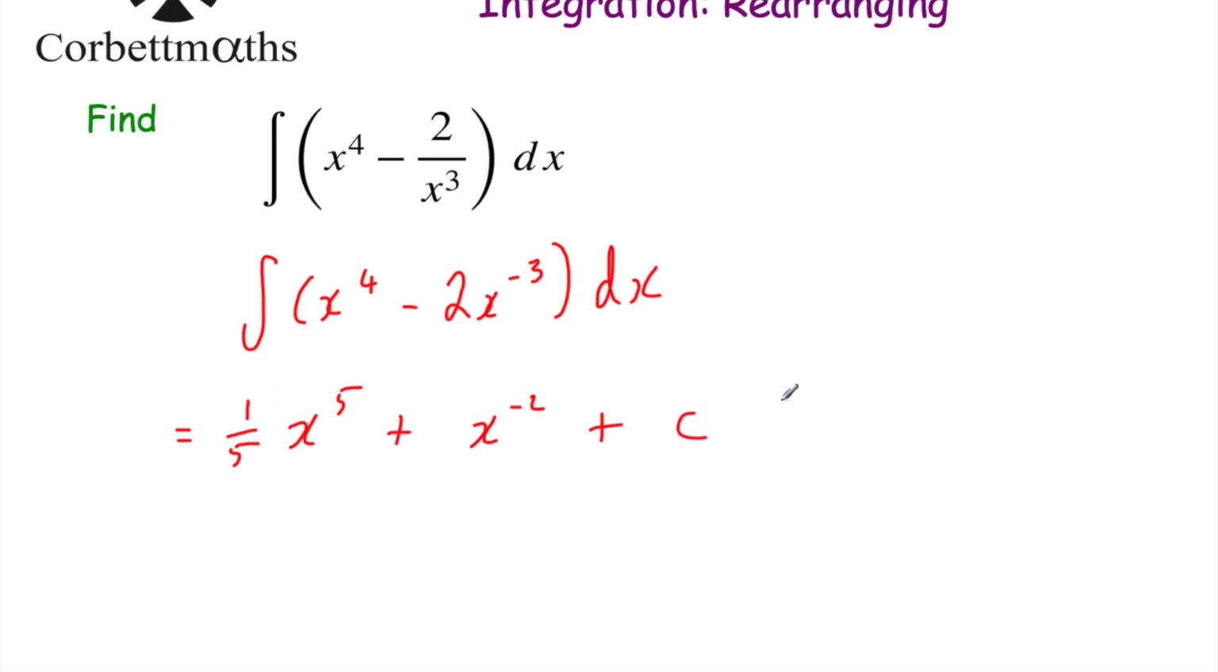And that's it. So you could leave your answer like that if you wanted to. If you wanted to write it in a similar format that you were given in the question, you could write 1 over 5 x to the power of 5 plus, and then instead of writing this, we could write 1 over x squared, because that would be the same as x to the power of negative 2, plus c. And that's it. So you could write it in either of those formats and that'd be totally fine. Okay, let's look at our next question.